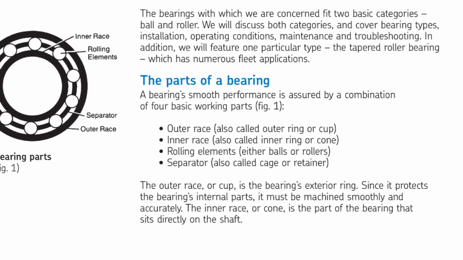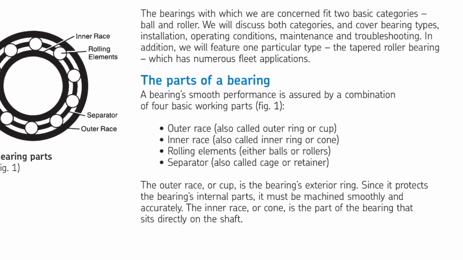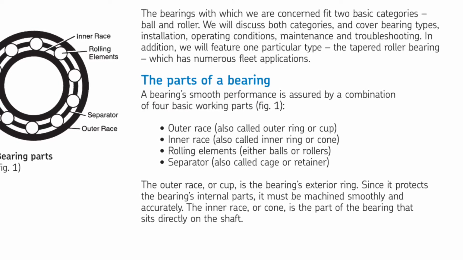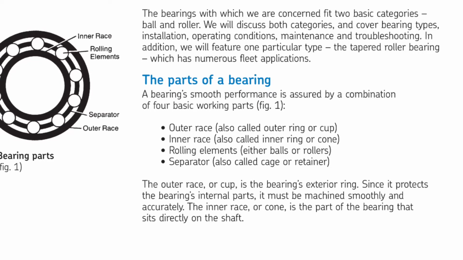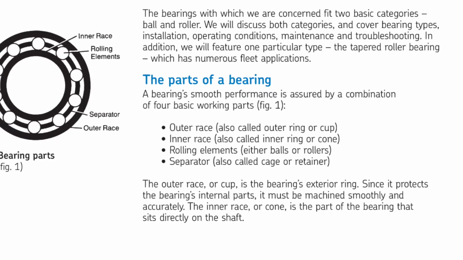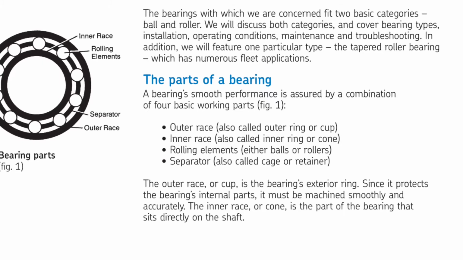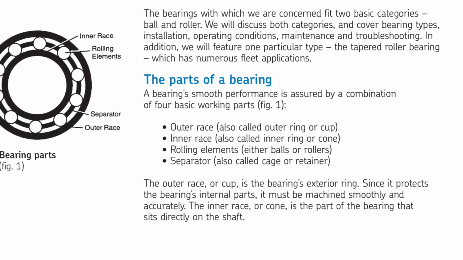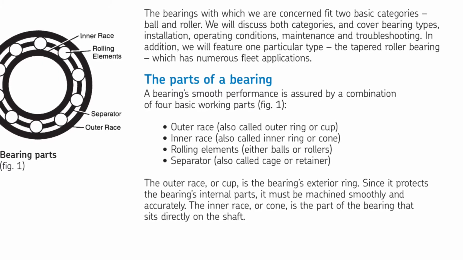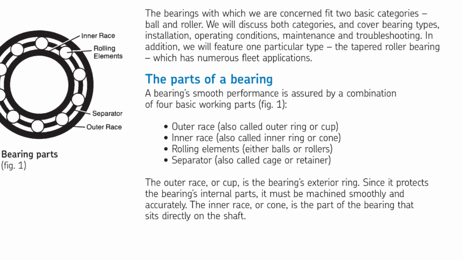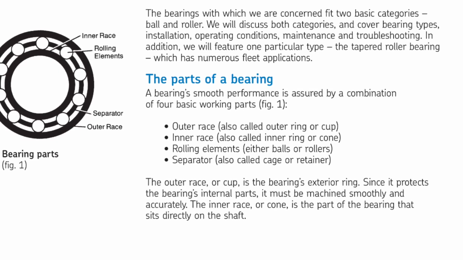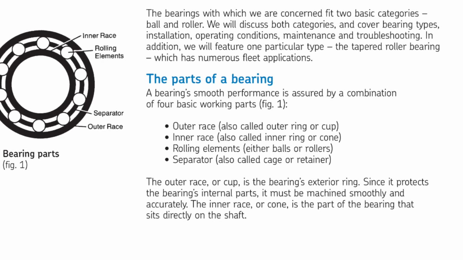The outer race, or cup, is the bearing's exterior ring. Since it protects the bearing's internal parts, it must be machined smoothly and accurately. The inner race, or cone, is the part of the bearing that sits directly on the shaft bearing part. The rolling elements, shaped as balls or rollers, provide the cushion that eases the moving friction of the shaft within its housing. These elements keep the outer and inner races separated and enable them to move smoothly and freely.